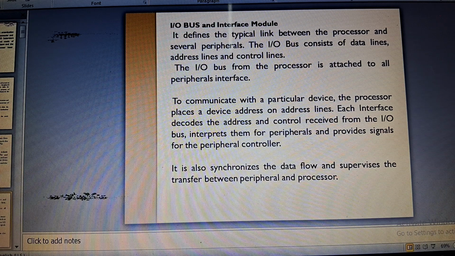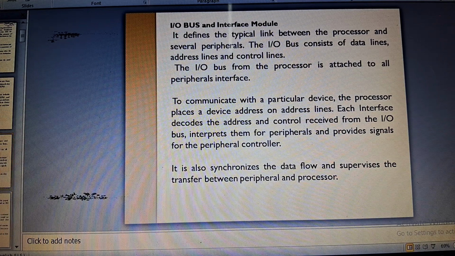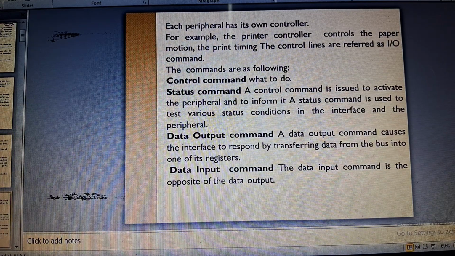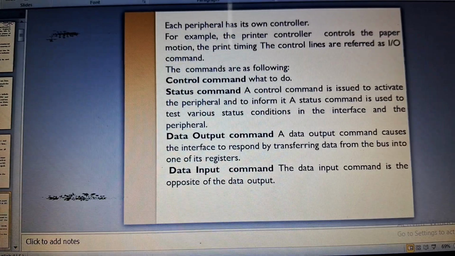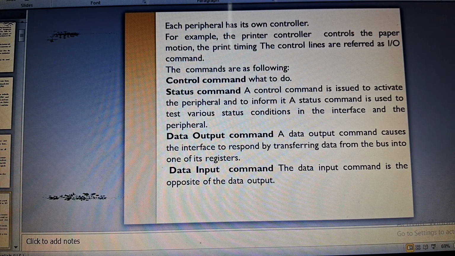To communicate with a particular device, the processor places a device address on the address line. Each interface decodes the address and control received from the input-output bus, interprets them for the peripheral, and provides signals for the peripheral controller. It also synchronizes the data flow and supervises the transfer between the peripheral and the processor. Each peripheral has its own controller. For example, a printer controller controls the paper motion and printing time, and control lines are referred to as input-output commands.